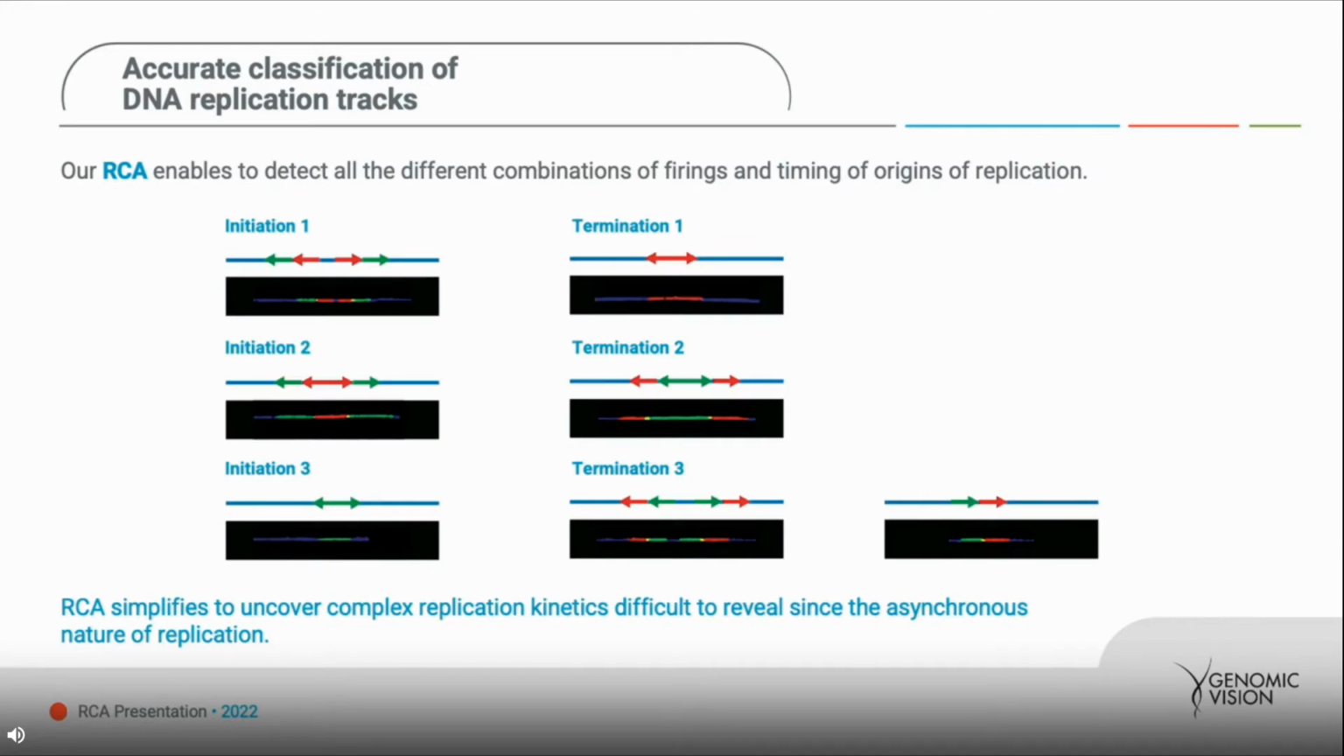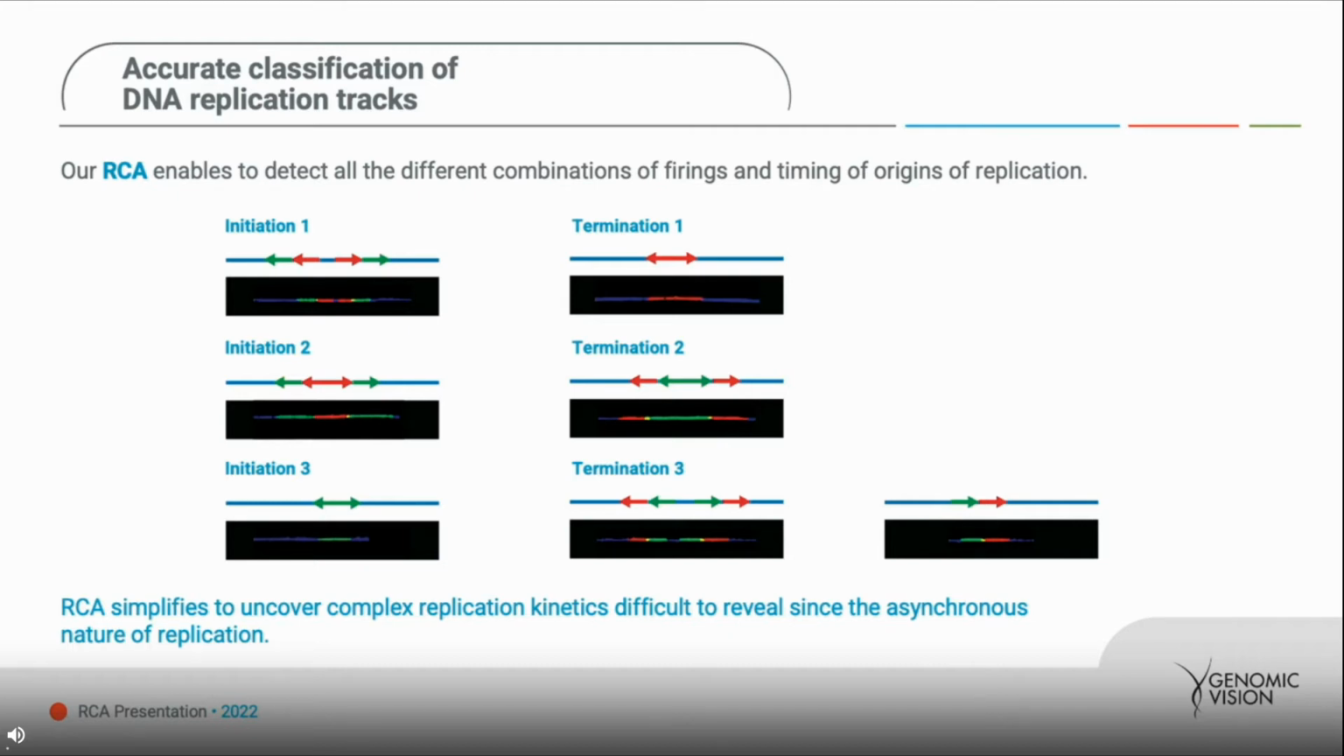RCA is then a powerful tool compared to other technology in the lab, as it can give you several different types of signals depending on the time of origin firing, like we've seen with the 3 bubbles in the previous slides. So in the case of the initiation 1, it shows a replicon with the origin in the middle. You will see the replication firing origin contained in blue, then the replication tracks in red and green either side. That corresponds to the bubble 1 of the previous slide.